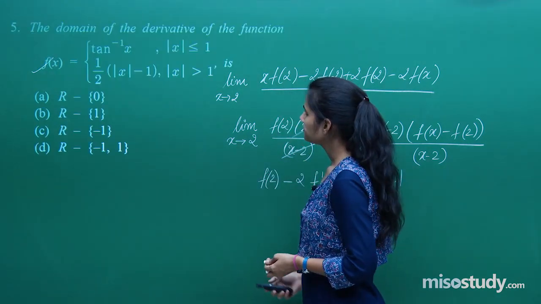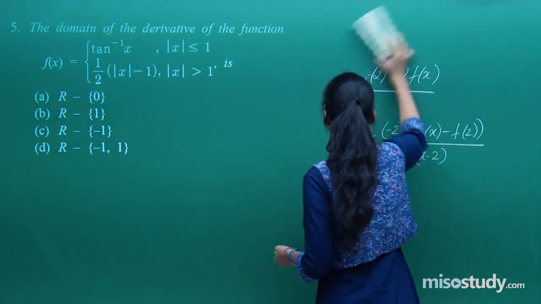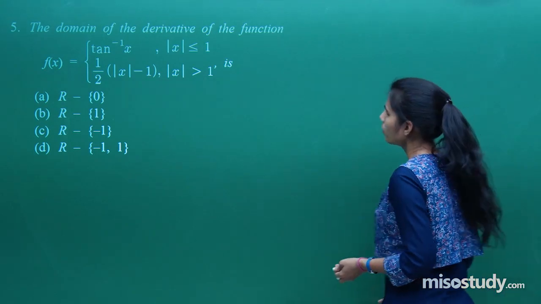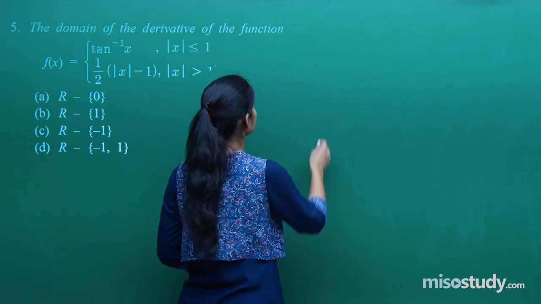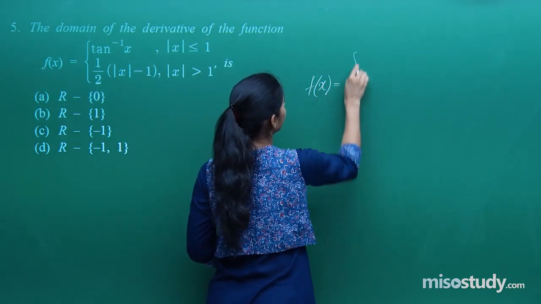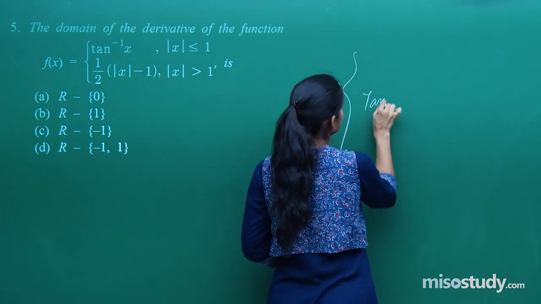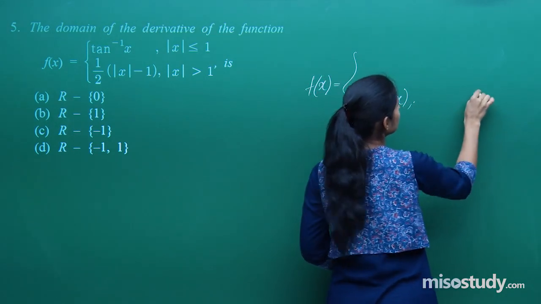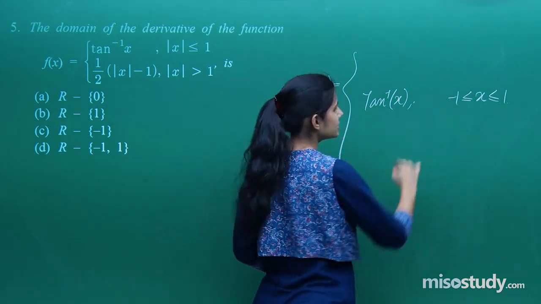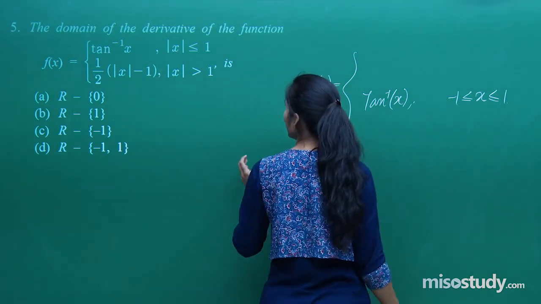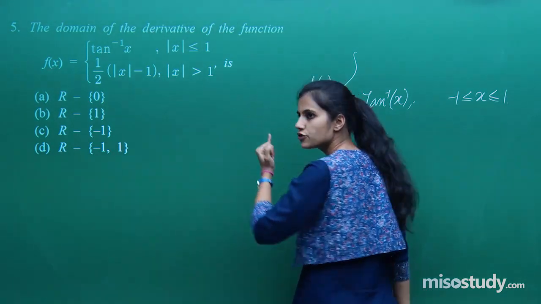Now moving ahead, we are being asked the domain of the derivative of this function. So let's understand the function first. There are mod signs involved, and therefore we need to open the brackets up. So you have f(x) equals what? Let's see. So you have tan inverse x when mod x is less than or equal to 1, which means when x is lying between minus 1 and 1. Only then mod x is less than or equal to 1. Then you have when mod x is greater than 1, that means x is strictly less than minus 1 or x is strictly greater than 1.